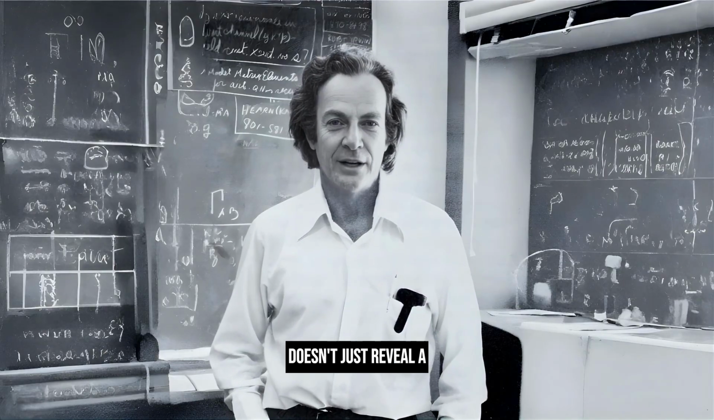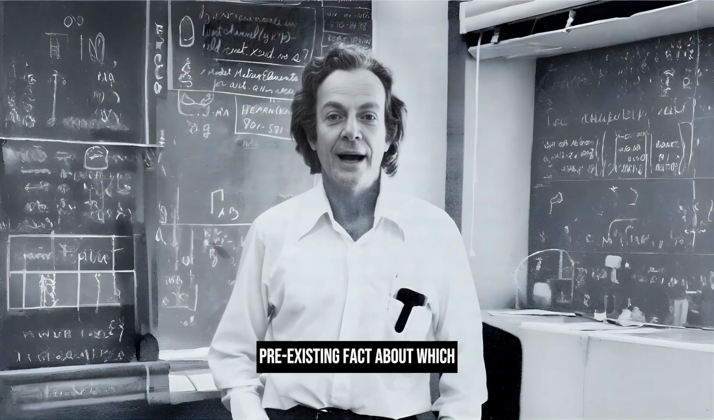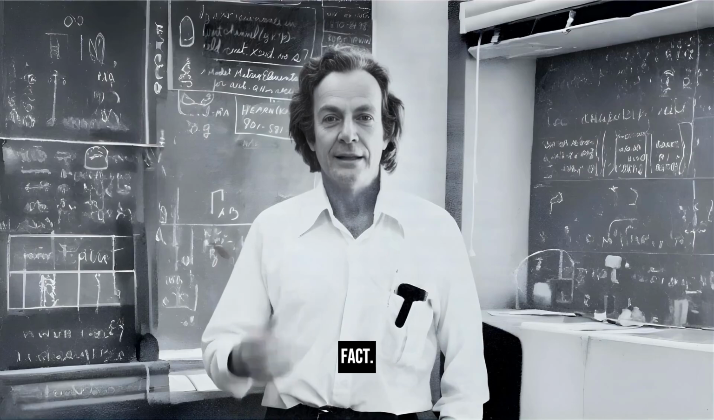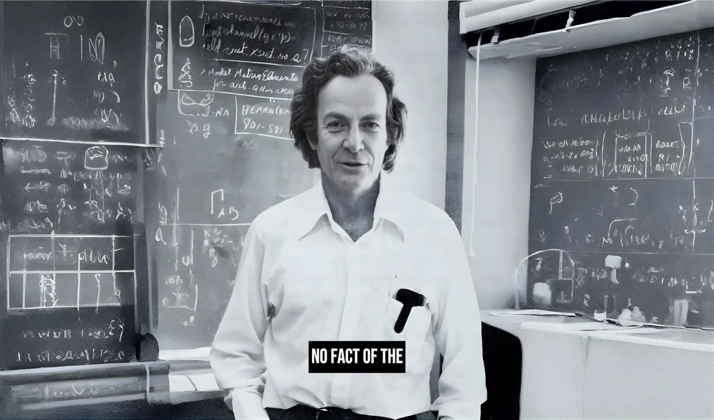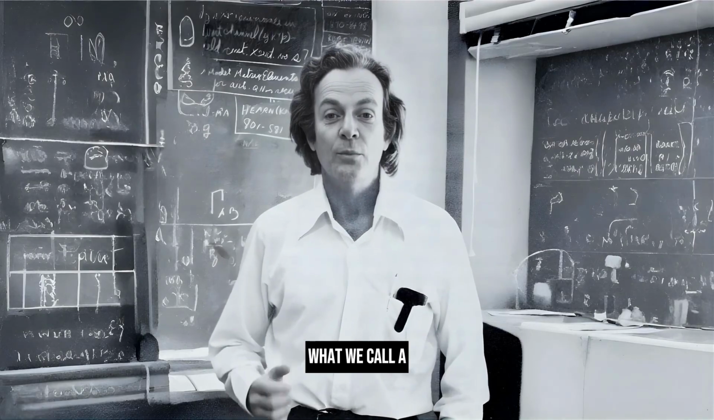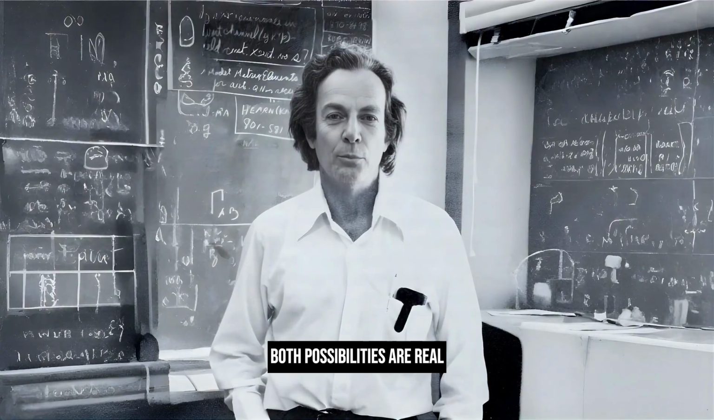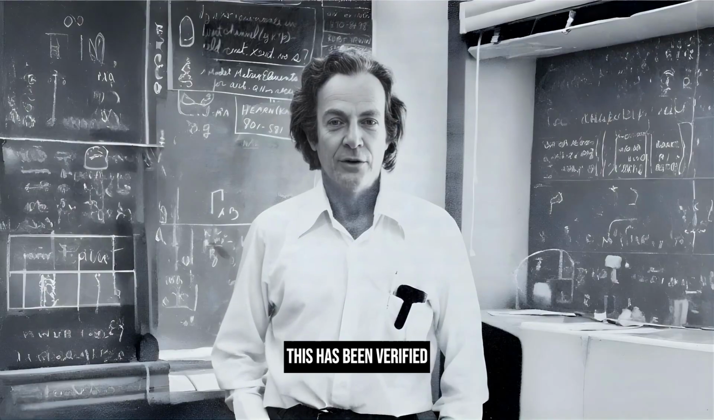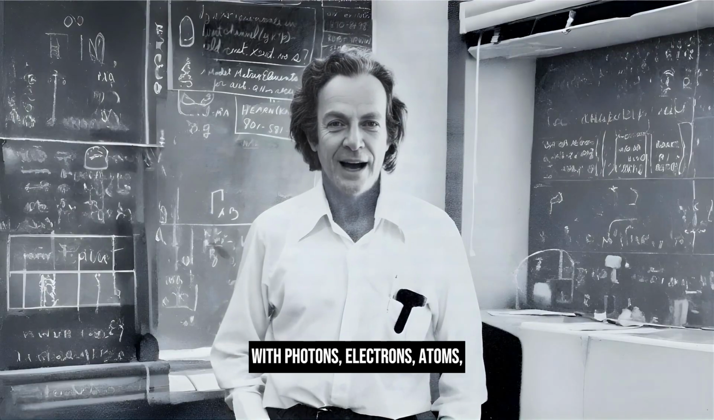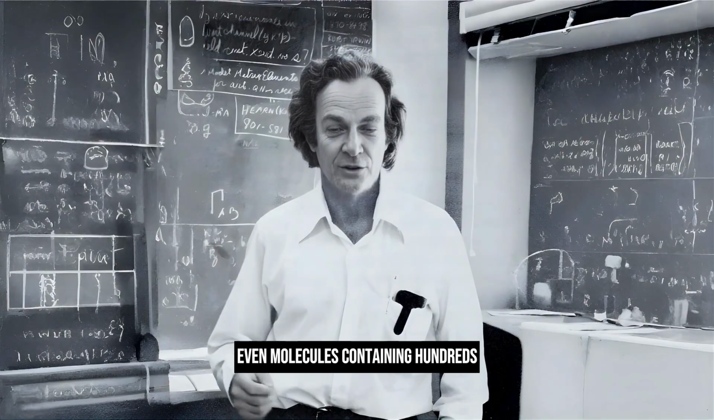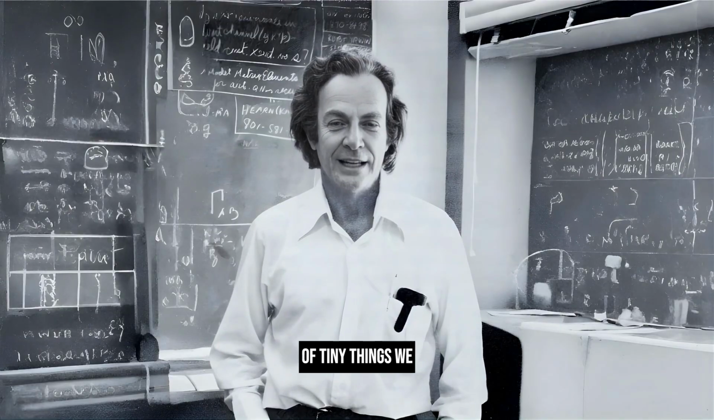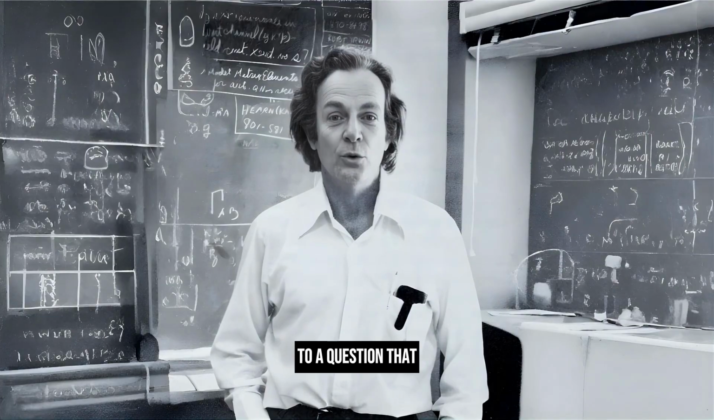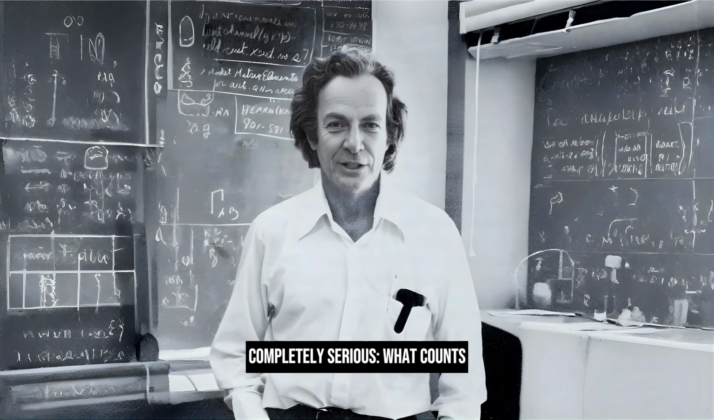The act of measurement doesn't just reveal a pre-existing fact about which slit the electron went through. The measurement creates that fact. Before measurement, there is no fact of the matter. The electron exists in what we call a superposition, a state where both possibilities are real components of its existence. This has been verified with photons, electrons, atoms, even molecules containing hundreds of atoms. It's not a quirk of tiny things we can ignore. It's how the universe works, and it leads directly to a question that sounds absurd but is completely serious.